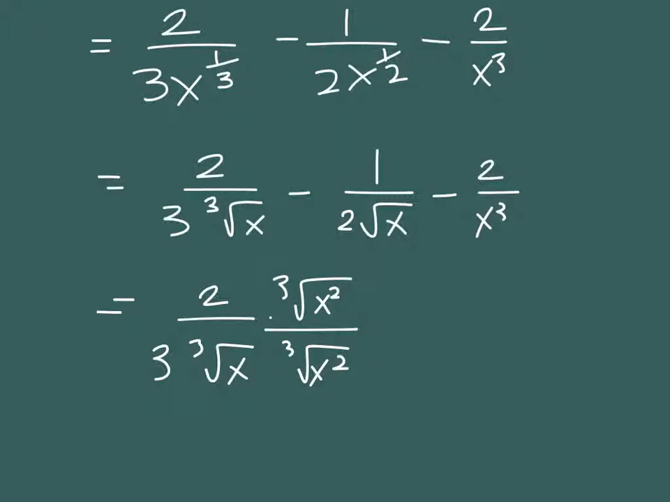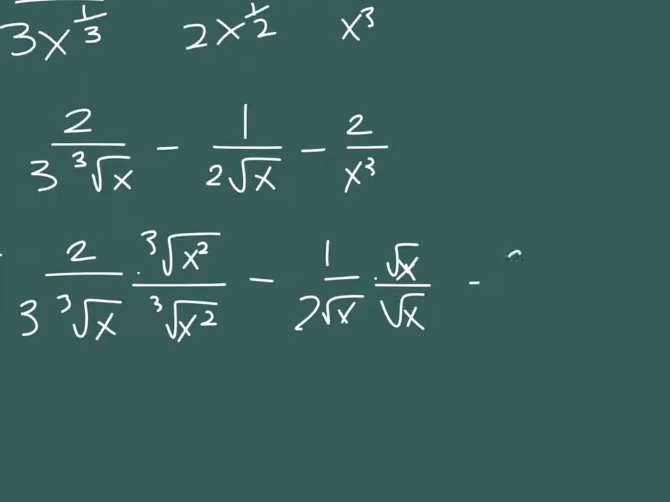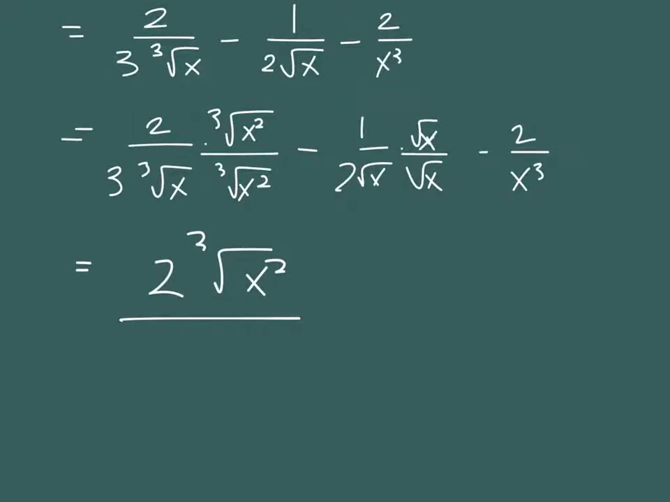And then 1 over 2 square root of x. And then minus 2 over x cubed. And finally, what will be our final expression? 2 cube root of x squared over 3x minus square root of x over 2x minus 2 over x cubed.